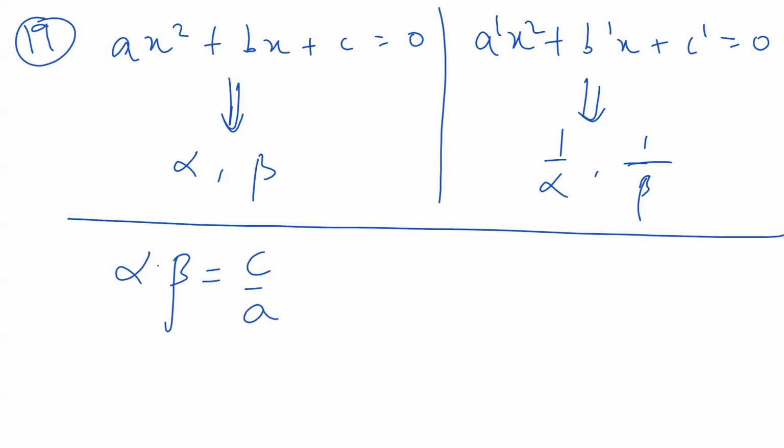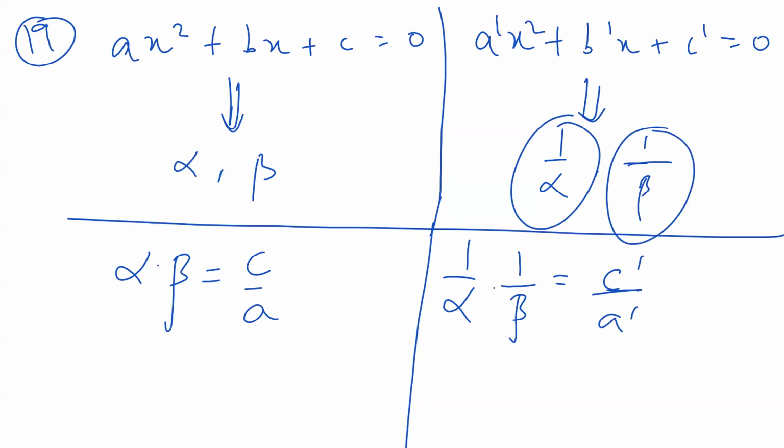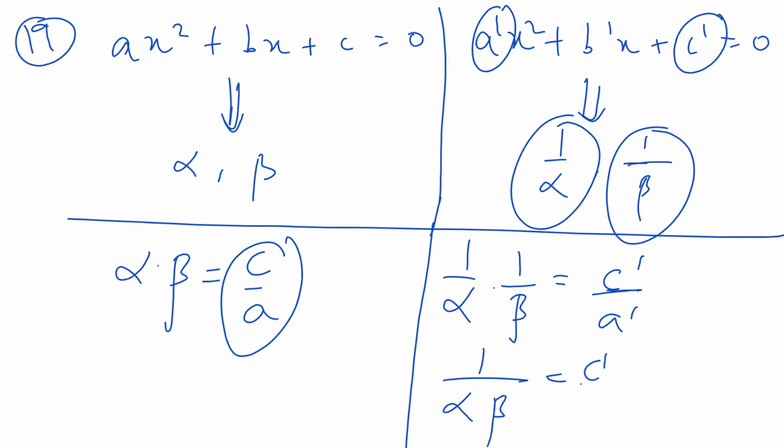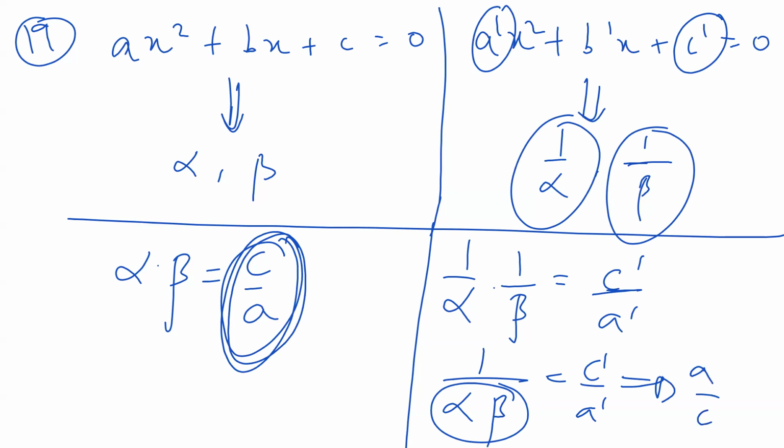Alpha into beta is c by a, the product of the roots. Okay, in the second quadratic equation, the product of the roots is equal to c' upon a'. Product of the roots is multiplication of these two, and it's c by a. So in this equation, it will be c' by a'. So 1 upon alpha beta is equal to c' by a'. Now put the value of alpha beta. Alpha beta is c by a. So 1 upon alpha beta will be a by c. A by c is equal to c' by a'. Okay, this is the first condition. Mark this.